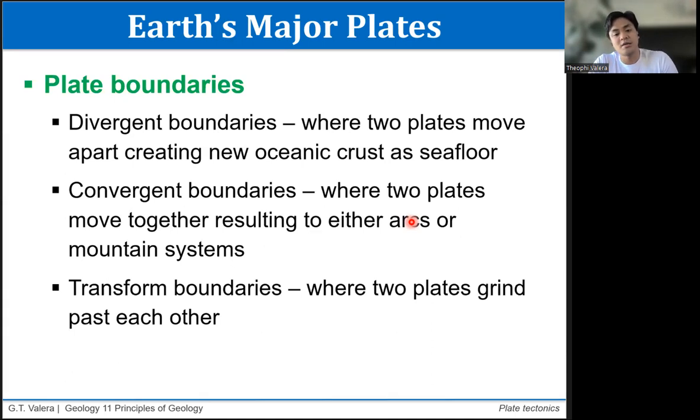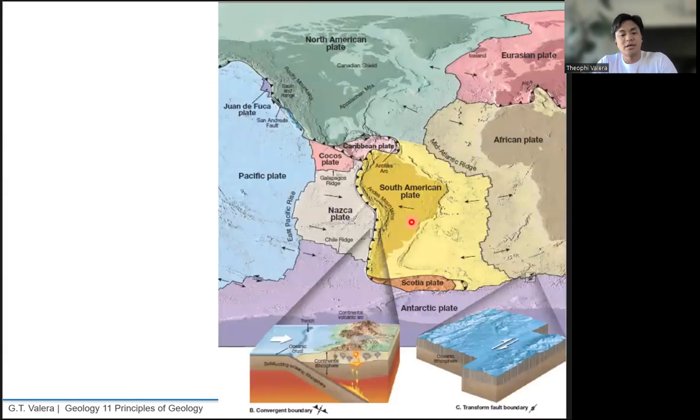Collision lang yung mangyayari. And then, as I discussed before also, where two plates grind past each other, we call that transform plate boundaries. So this is how they look like. Here you have the oceanic Nazca plate subducting beneath the South American plate. So that's an oceanic against continental collision. So you form this chain of volcanoes. We'll discuss later on yung melting process na yun. But yeah, you form this chain of volcanoes.